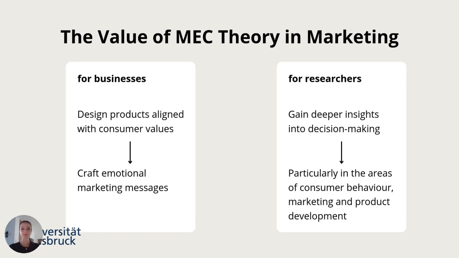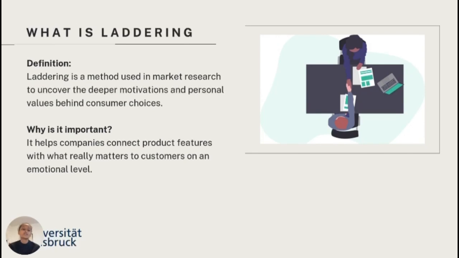So let's talk about laddering. This is a super interesting method we can use in market research to really get to know what's driving people's decisions. Imagine you're talking to someone who loves a particular fashion brand. Laddering helps us dig deeper step by step to figure out not just what they like about it, but why they care about it. This process connects things like material or style of a product to how it makes someone feel or what it says about them as a person.